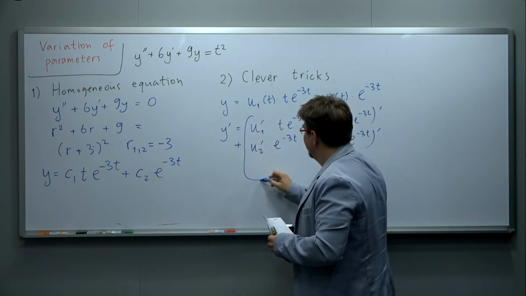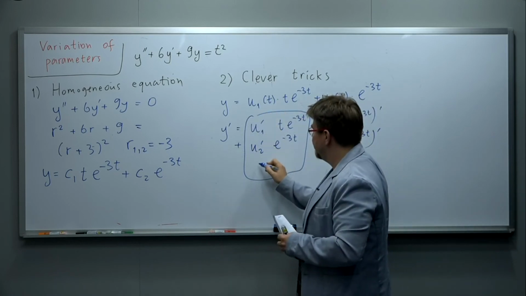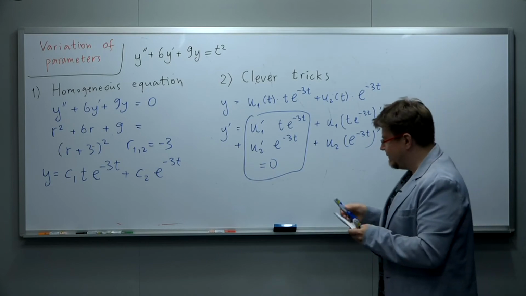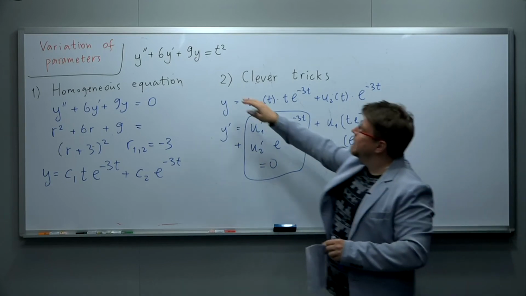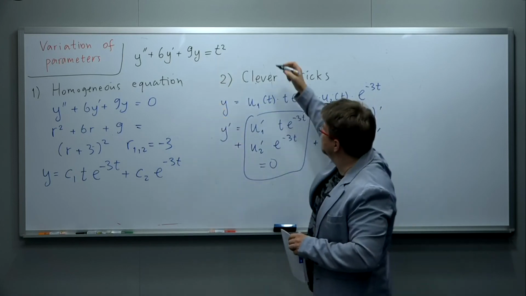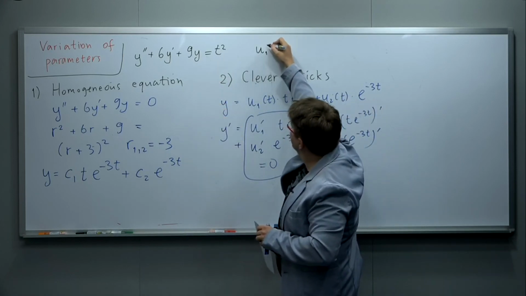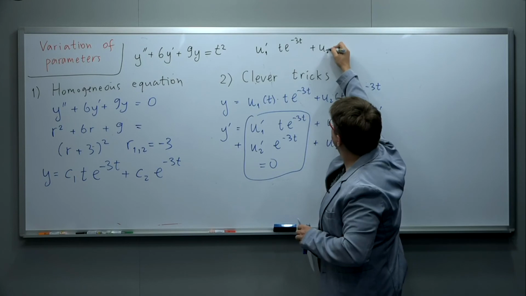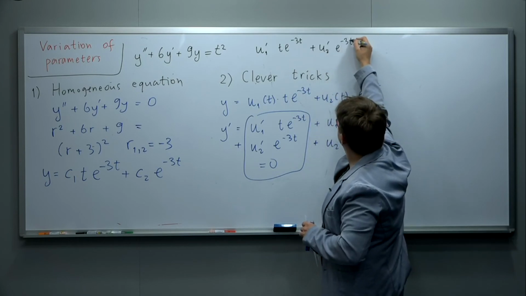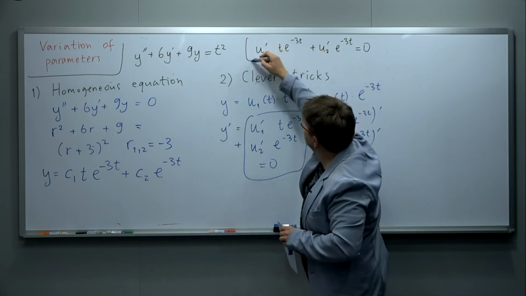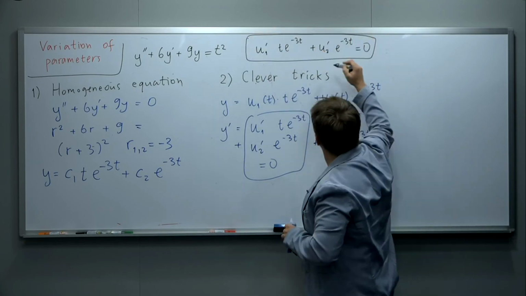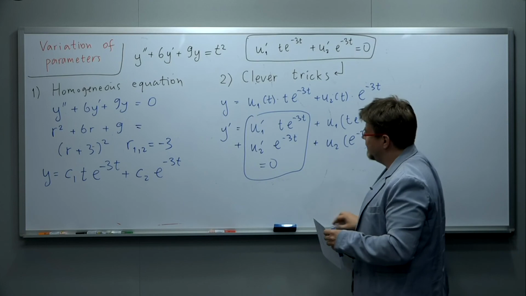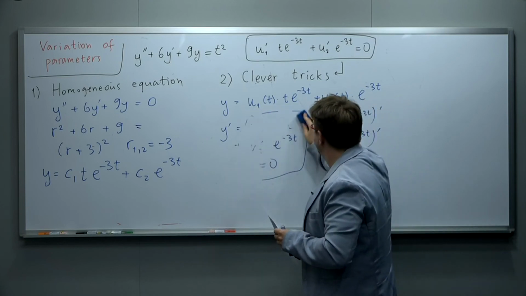So the natural trick to do is, imagine that if we differentiate this again, then these two terms are going to give us some u1 double prime and u2 double prime. And of course, it's better not to have that. So we are going to require that the sum of these two terms is 0. That's the second clever trick. So the second clever trick is to, additionally to the first equation, request that u1 prime times t e^(-3t) plus u2 prime times e^(-3t) is 0. Right, so this comes from a clever trick. Well, and if this is 0, it means that this part disappears.